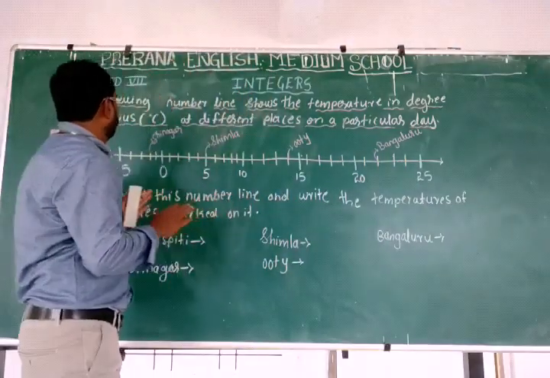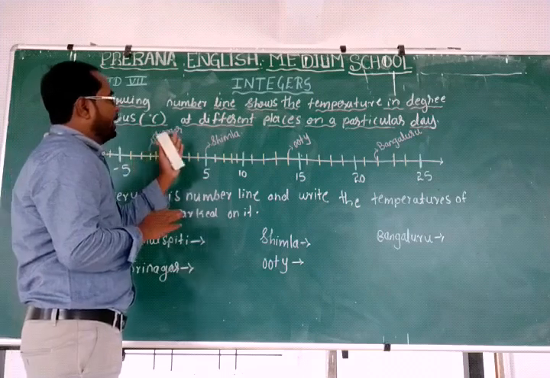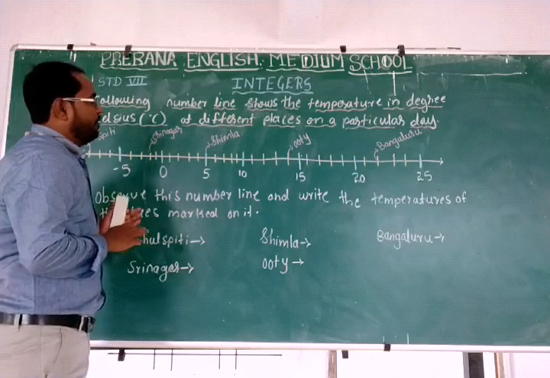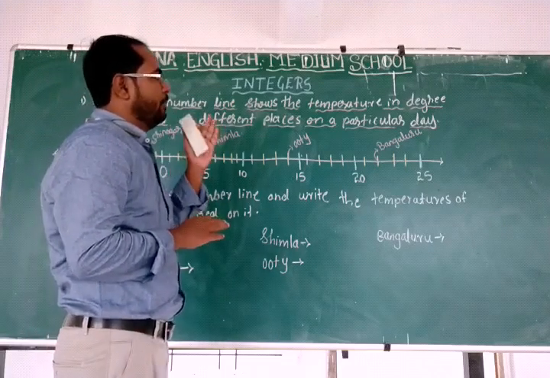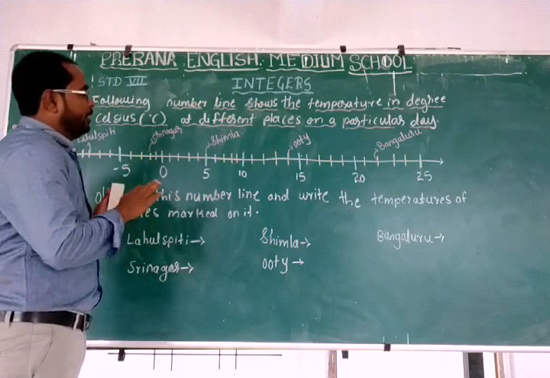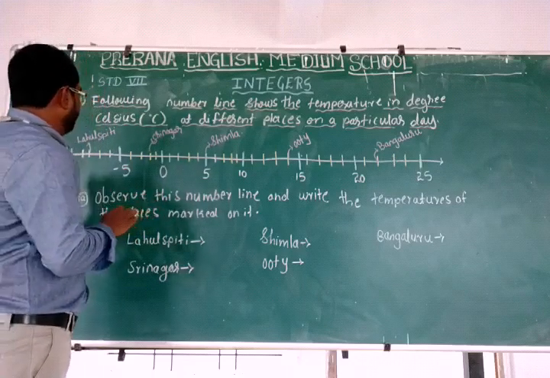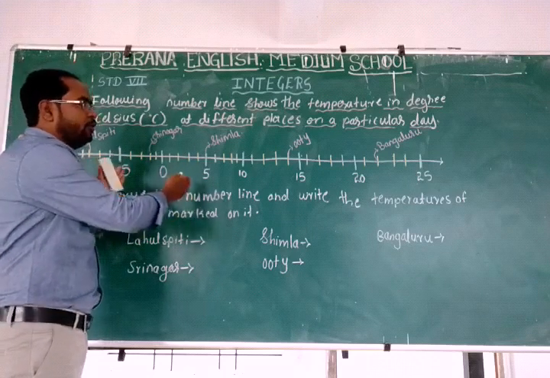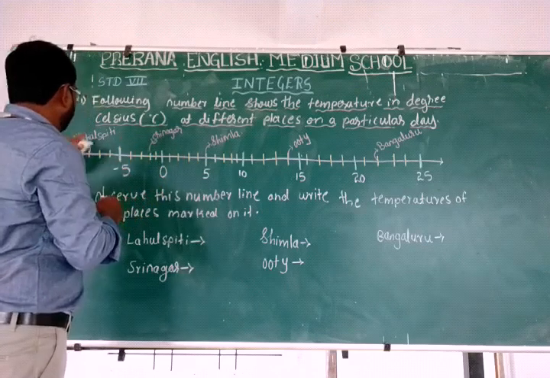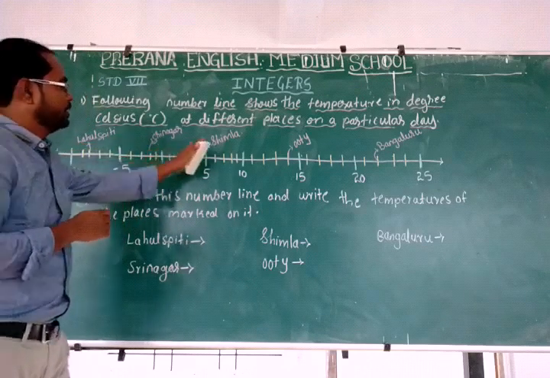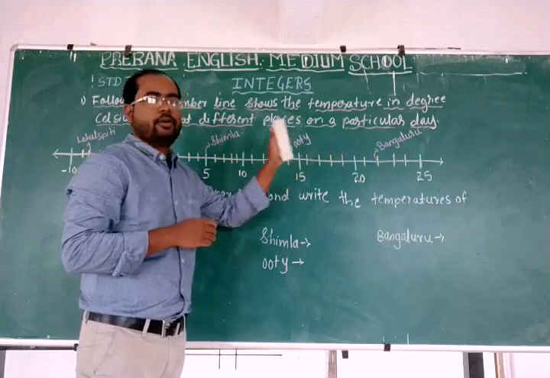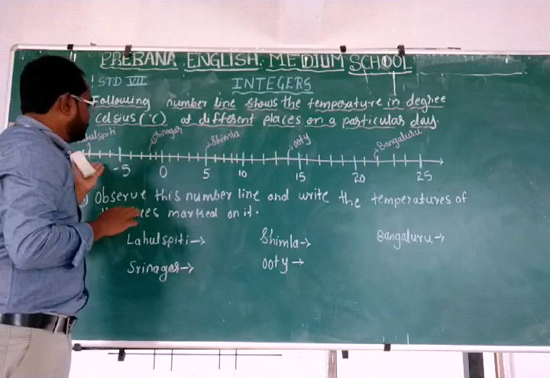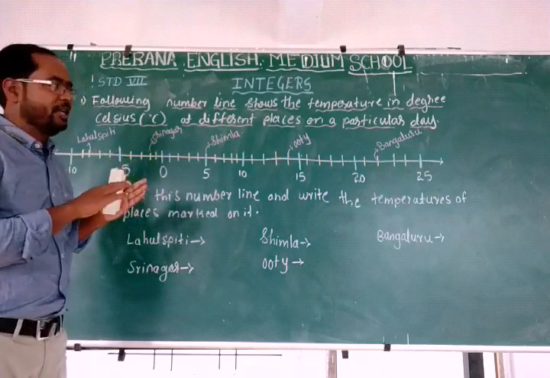So the first question given here is, the following number line shows the temperature in degrees Celsius at different places on a particular day. See here, they have given a number line. They have mentioned the places over there, which shows the temperature of those places. They have mentioned Lahuspati, Srinagar, Shimla, Ooty, and Bangalore. 5 places they have mentioned. So they have given the temperature of the places. We have to identify the temperature.